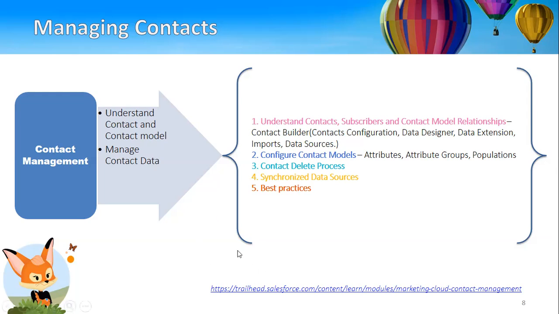The topics you need to look into are understanding contacts, subscribers, contact model, and relationship. This is mainly focused on contacts. When you think of Marketing Cloud, the best location where you can think of contact and contact management is Contact Builder, so you need to start from there. You need to navigate to Contact Builder and understand each and every concept available in it, starting from the difference between contact and subscriber, then contact configuration, how you can configure a contact in Marketing Cloud, data designer, and data extensions in Contact Builder.